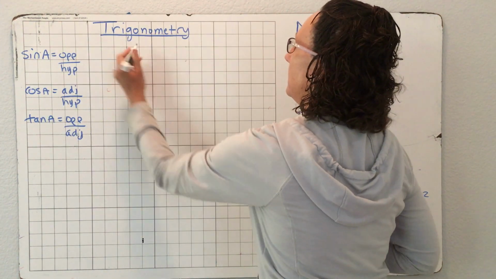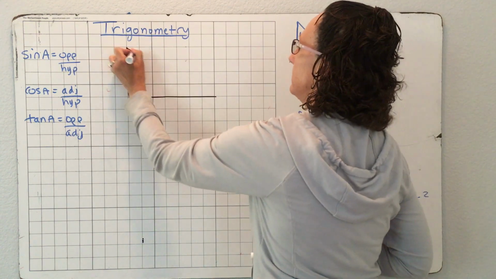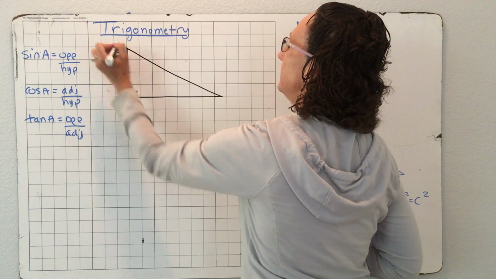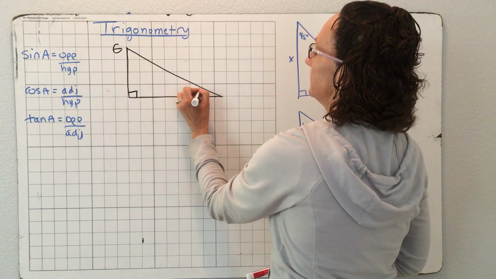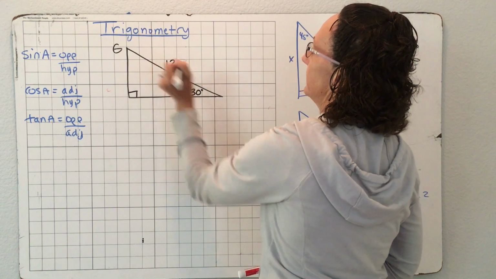Okay. All right, I want you guys to draw me a triangle. Okay, this time I'm going to put G up here. I'm going to say that this is 30 degrees, and I'm going to say that this is 12.